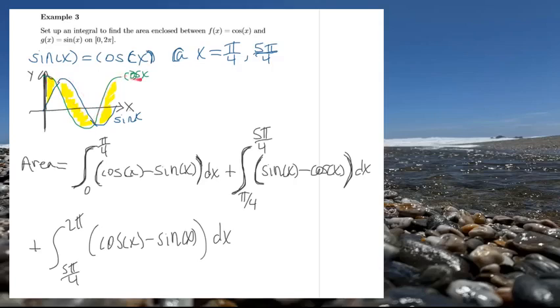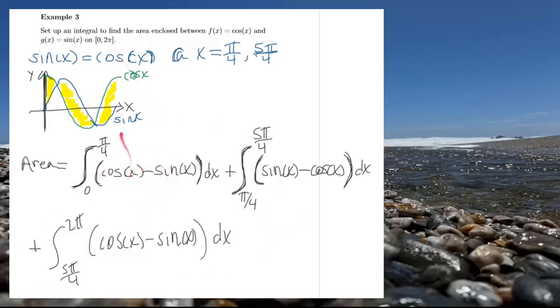Right here, green is on top again, which is why we had to make 3 sections. The first, 0 to pi over 4. The second, pi over 4 to 5 pi over 4. The third, 5 pi over 4 to 2 pi. And how we know how far to go is because it said 0 to 2 pi.